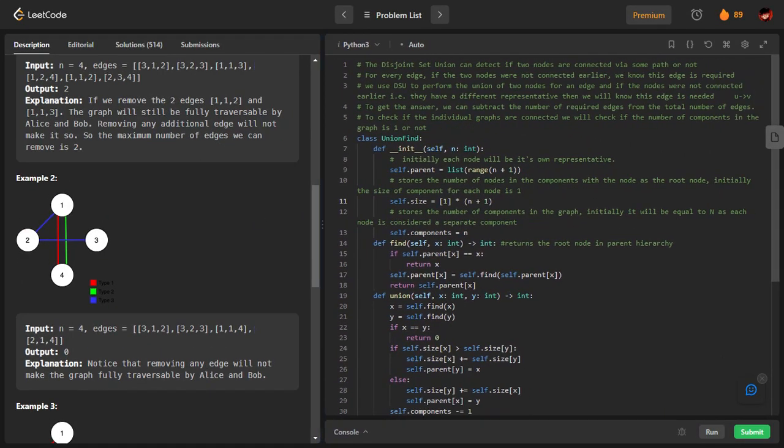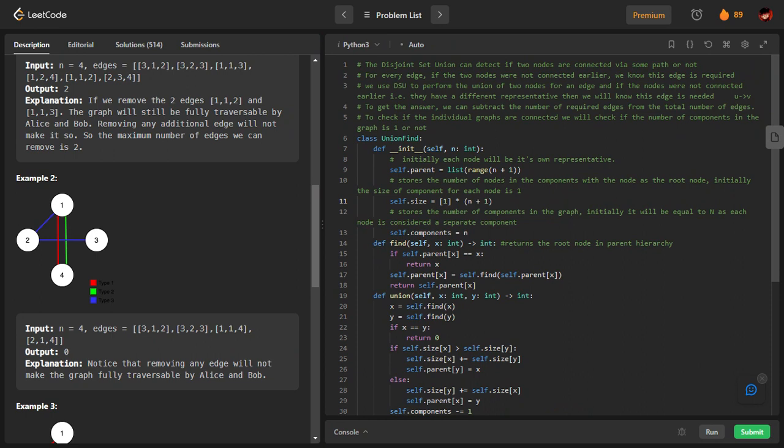So let me tell you very briefly. There is a disjoint union set data structure which we are going to use here. See, union means what? Whenever you are hearing this, please try to understand the basics of it. What is a union? Union means a group, a group of connected nodes. Nodes which are connected is called a union.